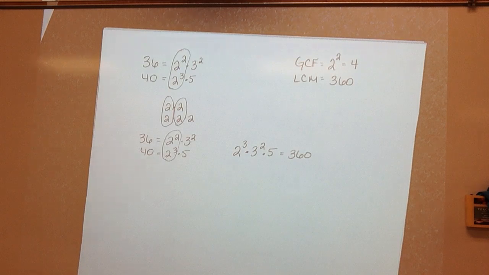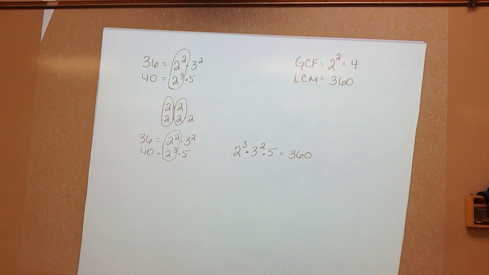I can sit and list all of these multiples, but it's going to take me a while. Because with 36, I would have to list the first 10 multiples of 36. I would have to list the first 9 multiples of 40 before I even have one number they have in common. So see what I'm saying when I say it can get a little long listing everything, but if you've got the prime factorization, you can figure those out.